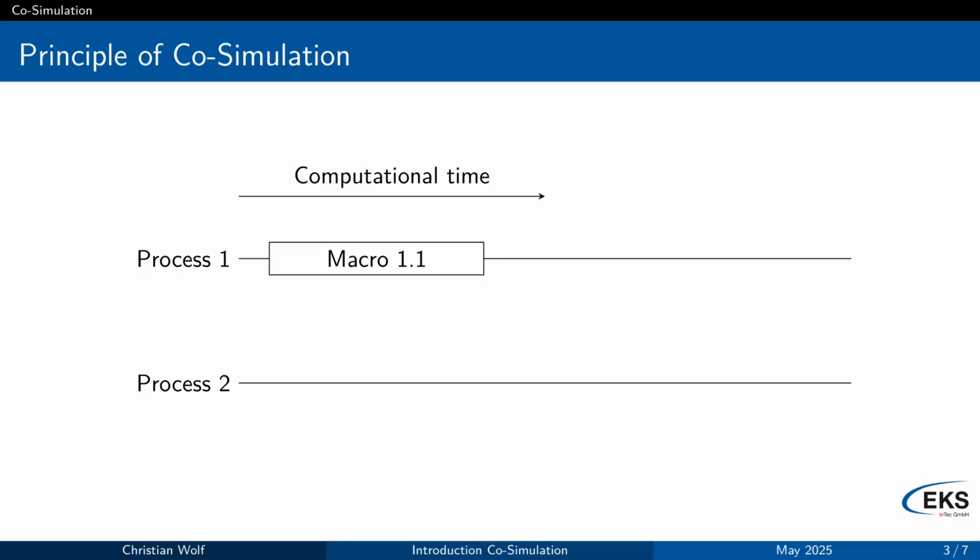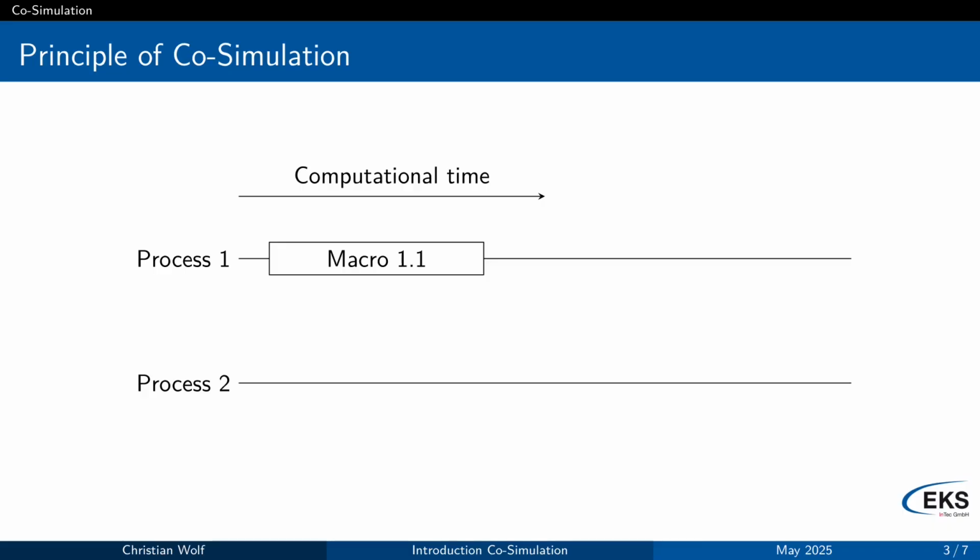In co-simulation we have multiple processes running in parallel. So I call them now process 1 and 2. It could be 3 or 4 or more. It doesn't matter. We have more than one. And what we have there is a macro step, which is 1.1, because it's the first macro step of the first process. That is, in fact, just some integration that's done on one part of the system on one process. I'll come to that in a second.